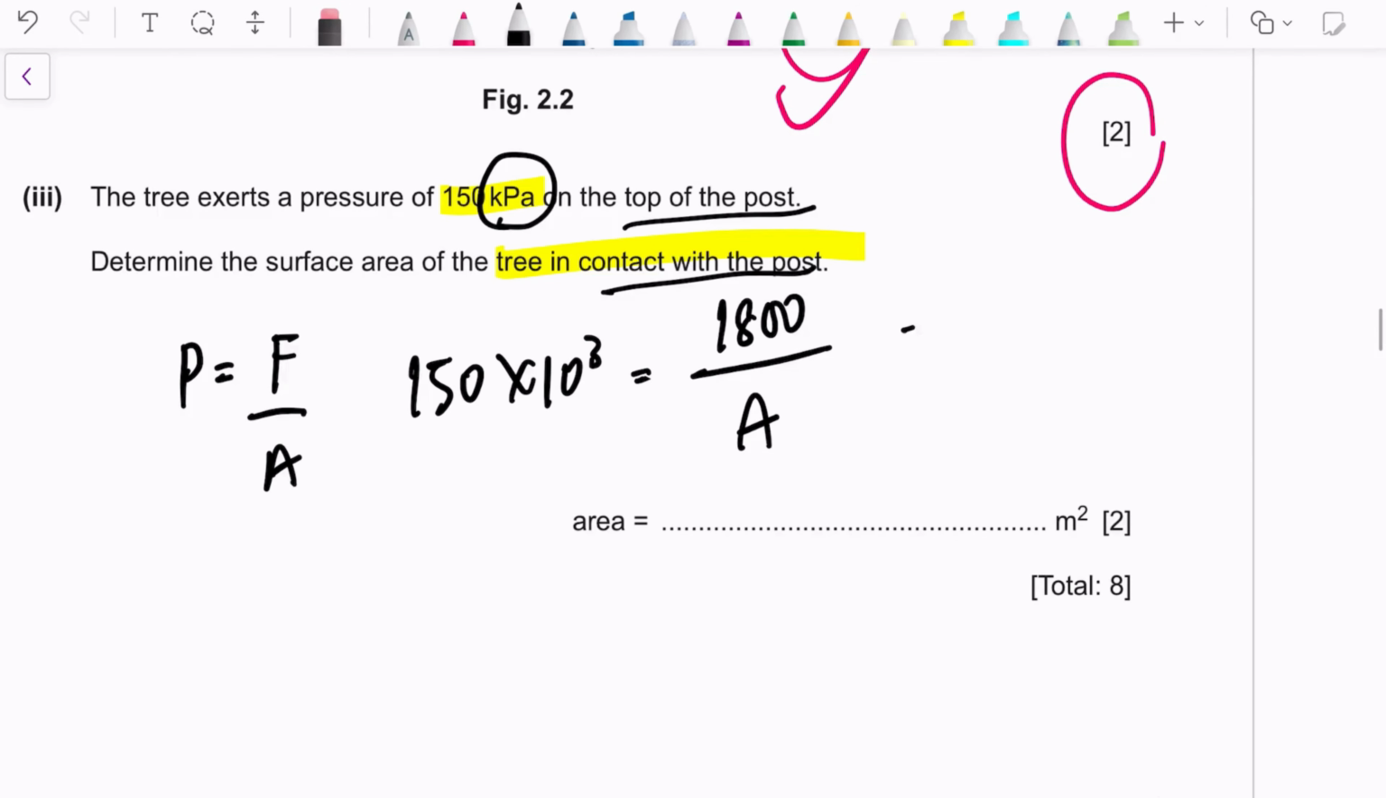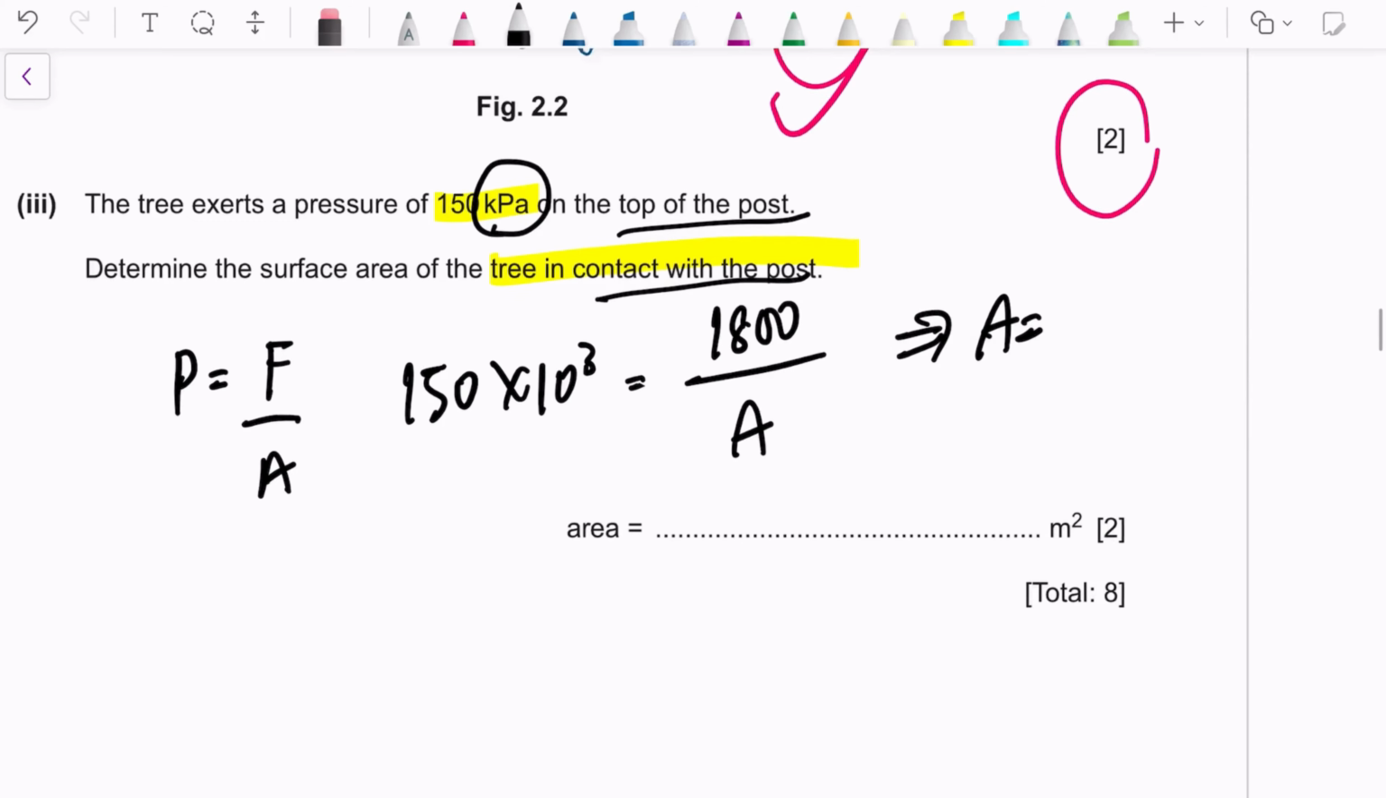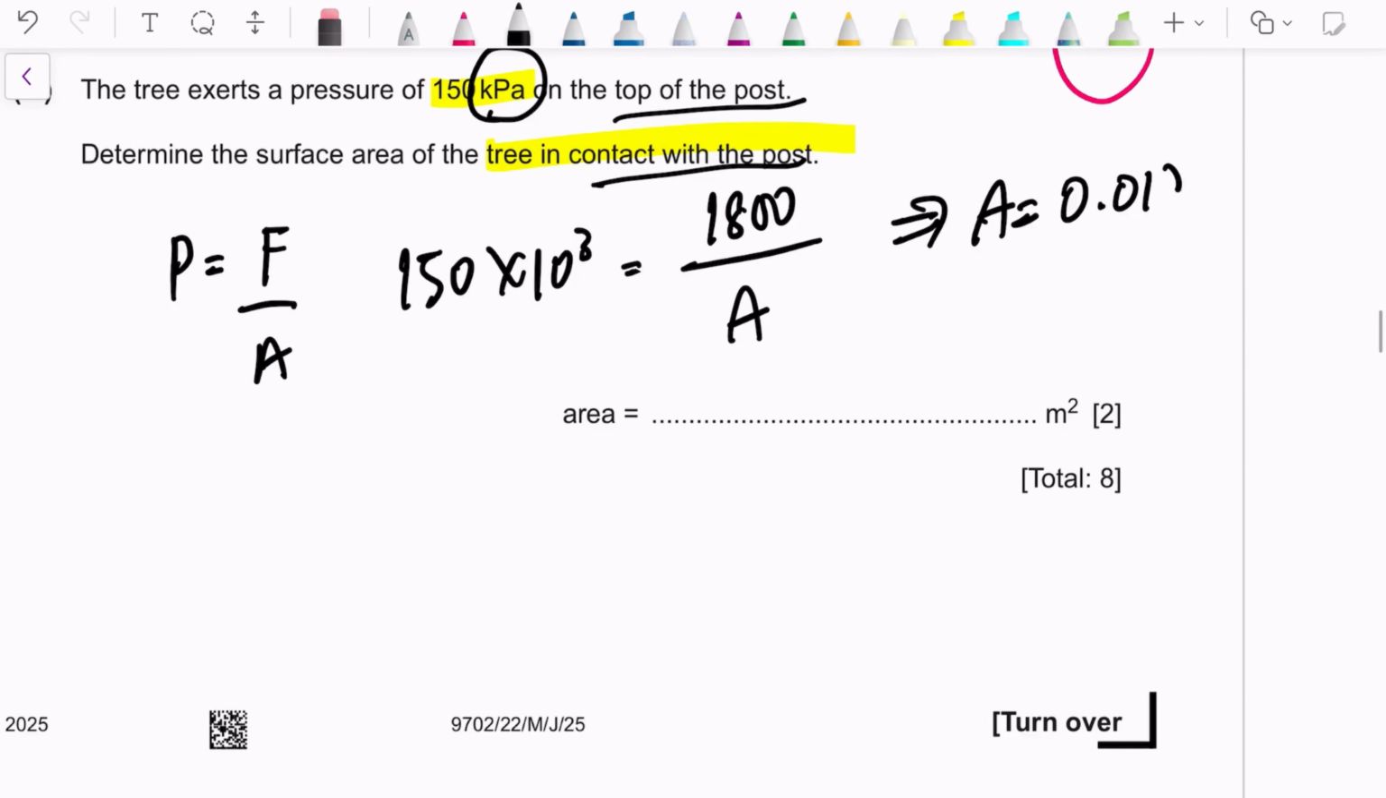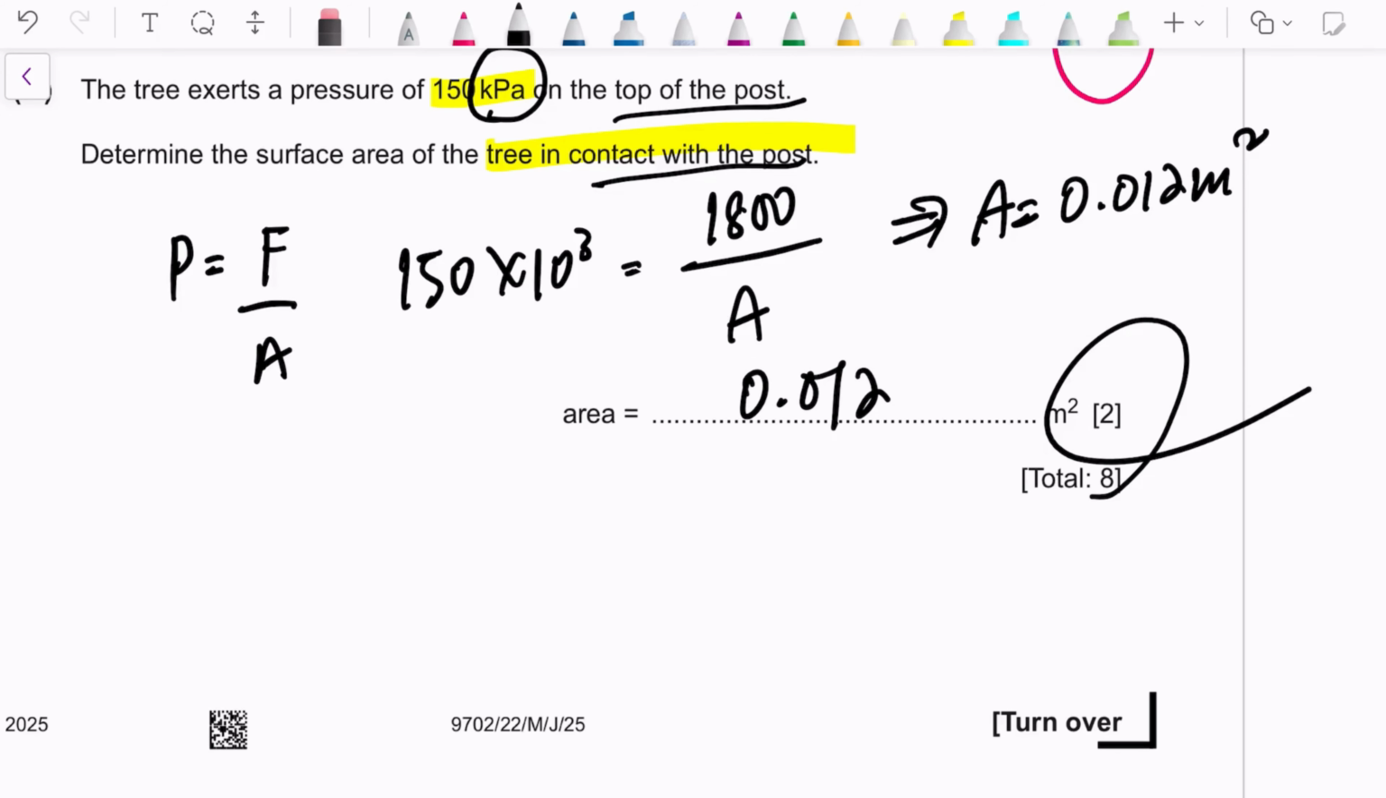And you should get your area S. Let's calculate. You should get 0.012 meters square. And you got your 2 marks. Okay, so that's about it.